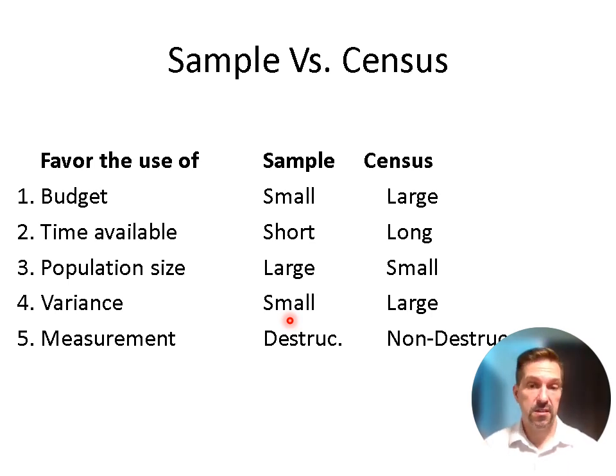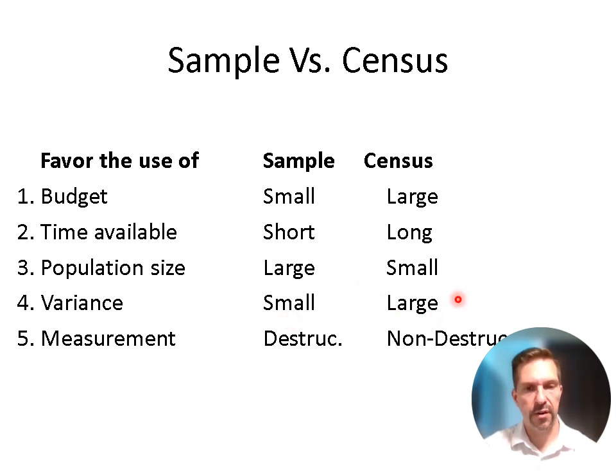An extreme case, which would be a polar opposite, is when everybody has a different value on the variable. Then you're going to need a much larger sample, or in the extreme, you will go for a census.